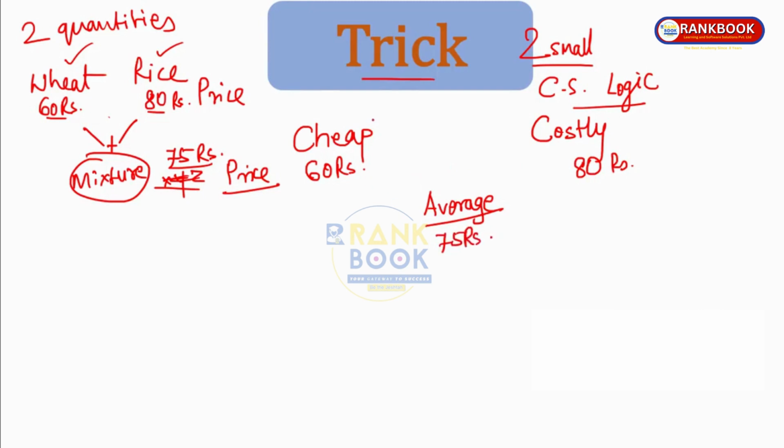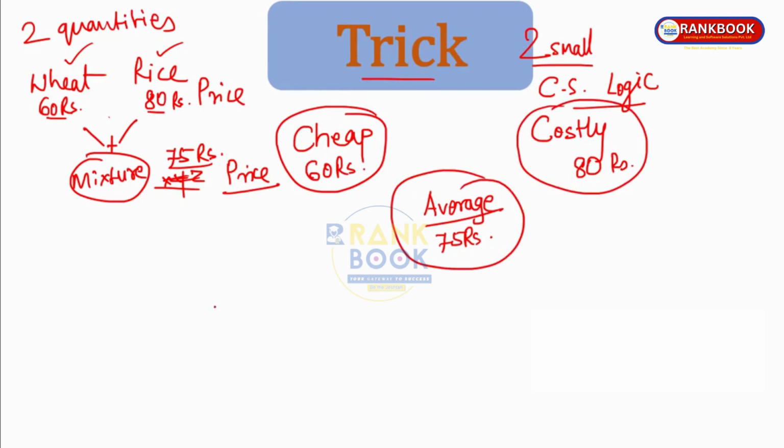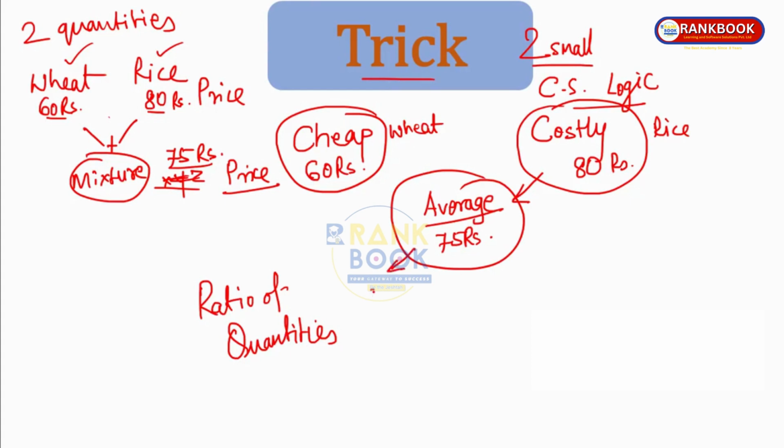Now we have three quantities. We have the cheap one, we have the costly one, and we have an average. Now what do we want? We want the ratio of quantities of wheat and rice. This is wheat, the cheap quantity. This is rice, the costlier quantity. Now, what to do? Very easy. Costly means 80, average is 75. 80 is greater than 75. Subtract: 80 minus 75. What do you get? 5.